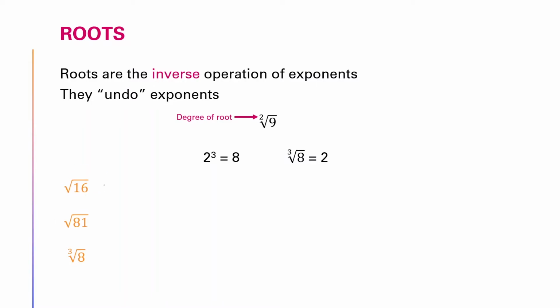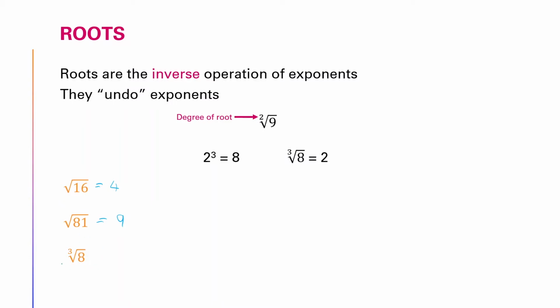The square root of 16. What number times itself gives us 16? The answer is 4 because 4 times 4 gives us 16. So what number times itself gives the number 81? The square root of 81 is 9 because 9 squared is equal to 81.